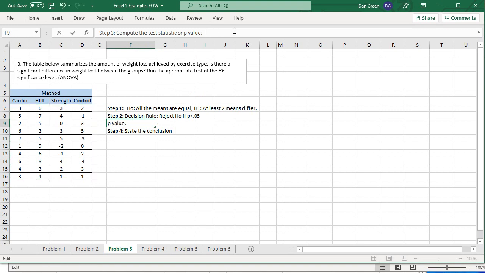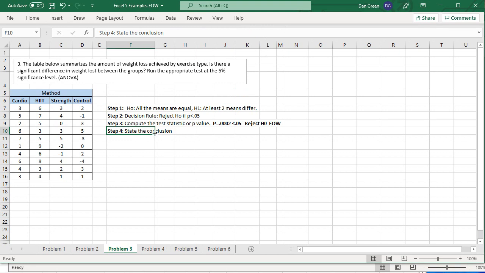So we come back here, compute test statistic or p-value. So our p was equal to 0.0002, and that was less than. What's important about that is it's less than 0.05, so we are going to reject H0. And we would also want to note here, let's go ahead and put that in bold, and let's just note that we did that with the Excel Online Workbook.